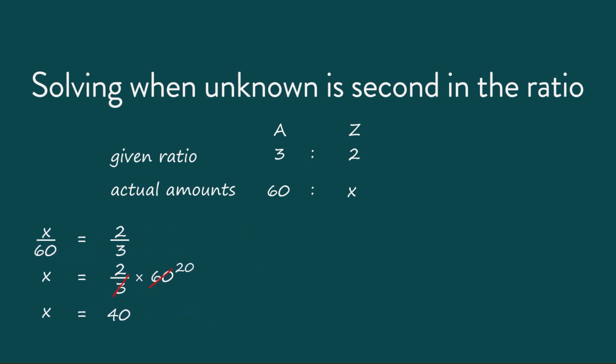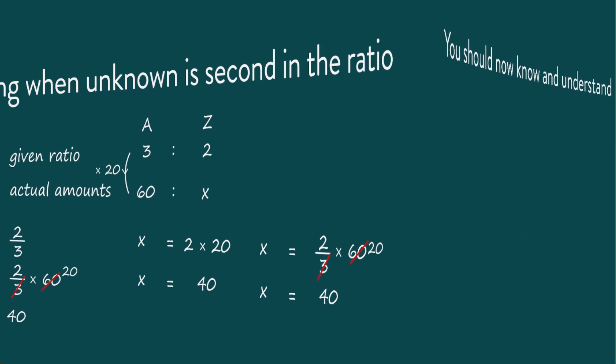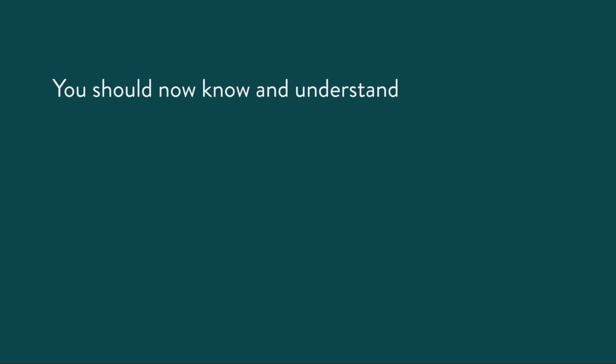Using method 2, Zach receives 2/3 of Aman's amount. X equals 2/3 of 60. Removing the common factor 3 again, x equals 40. Finally, using method 3, the scale factor for 3 to become 60 is 20. X equals 2 times 20. X equals 40. You should now know and understand how to solve for an unknown amount in a proportion.